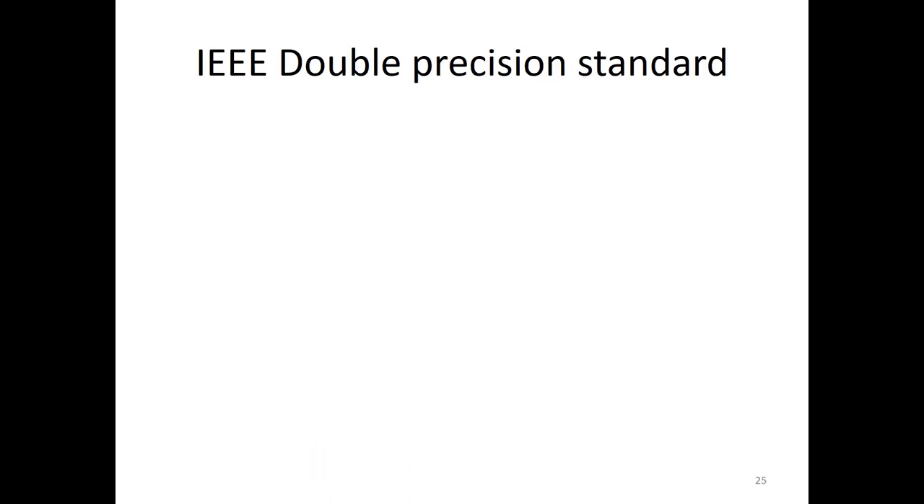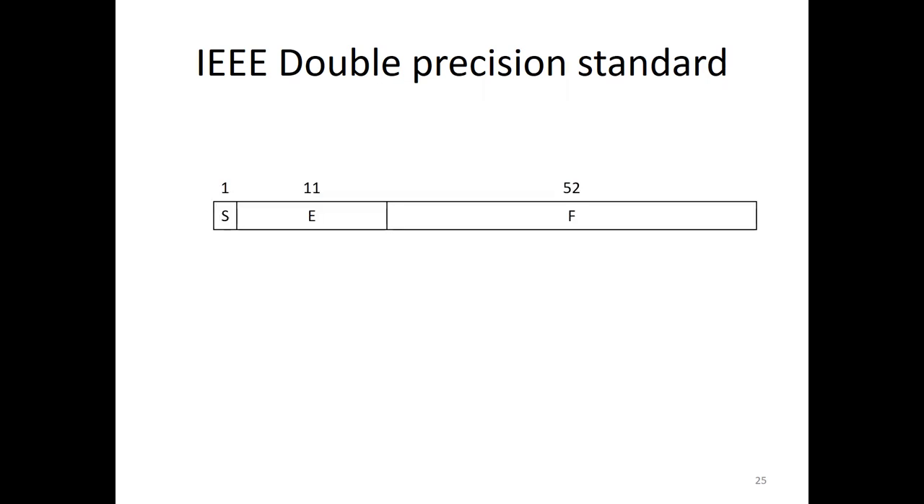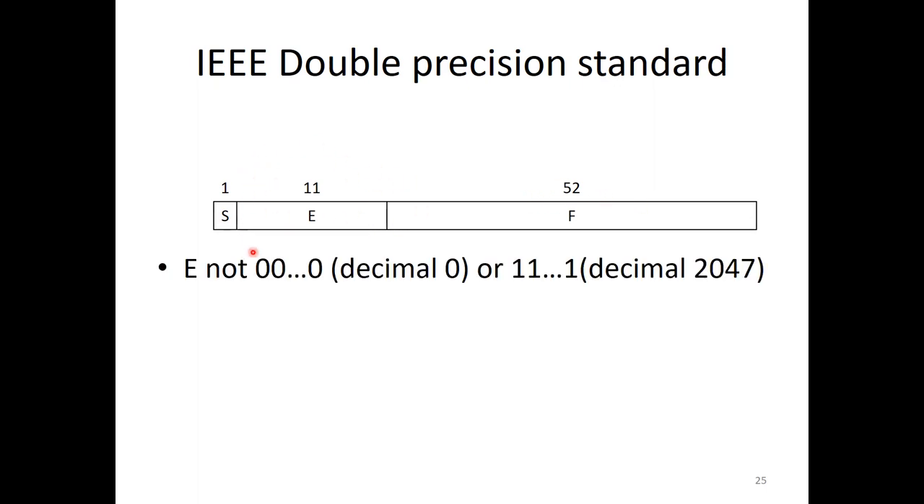Now the double precision standard for IEEE is for the 64-bit system, and the methodology is still the same. The only difference is how many places are reserved for the exponent and the significand. For the exponent, you have 11 bits reserved, and for the significand you have 52 bits reserved. So you can have a larger accuracy as well as a larger range in the 64-bit system. And remember again, E is not all zeros or all ones. They have special values there.